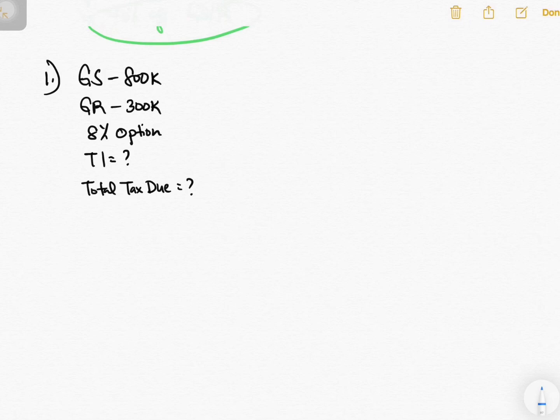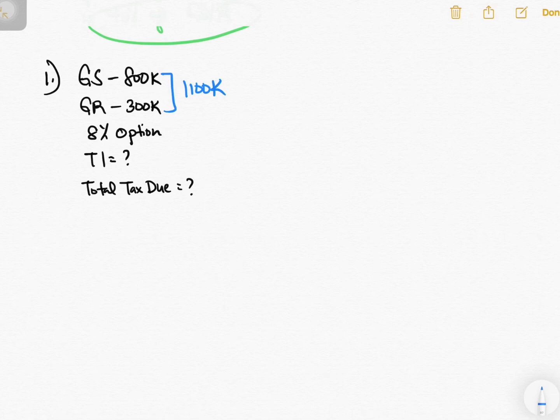Okay, so let's try this one. You are given gross sales of 800,000, gross receipts of 300,000. You use the 8% option, and you are tasked to compute the taxable income and the total tax due. It's total tax due because if you are using 8%, you can compute both your income tax and business tax. If you get the sum of these two, it's 1.1 million, right? And this does not exceed the VAT threshold. So, no VAT for this one, right?